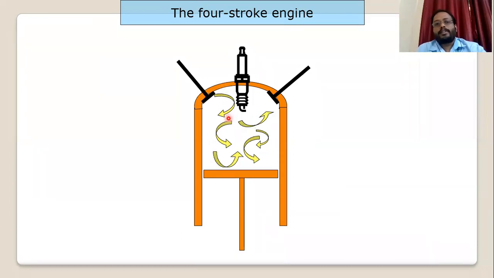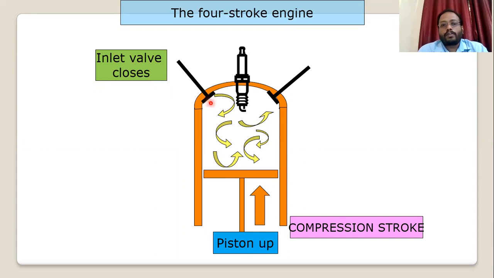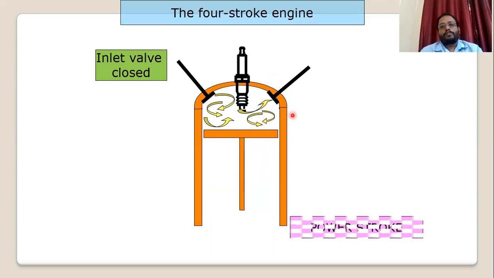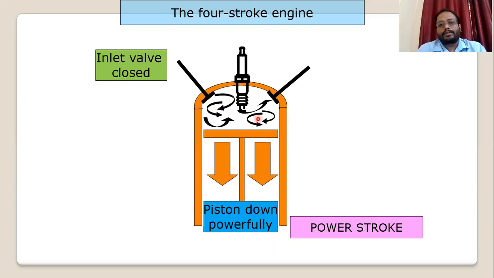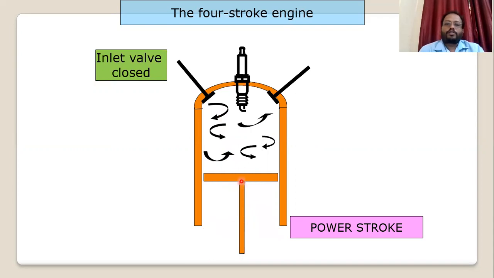Once the induction stroke is completed, the compression stroke comes and the inlet valve closes. The piston moves up and the air fuel mixture is compressed. At this stage the power stroke is generated: the spark plug fires, and the fuel inside the cylinder starts combustion, due to which the heat increases and pushes the piston downwards with a powerful stroke. This power is stored in the flywheel, which is connected with the crankshaft and stores the energy of the engine.